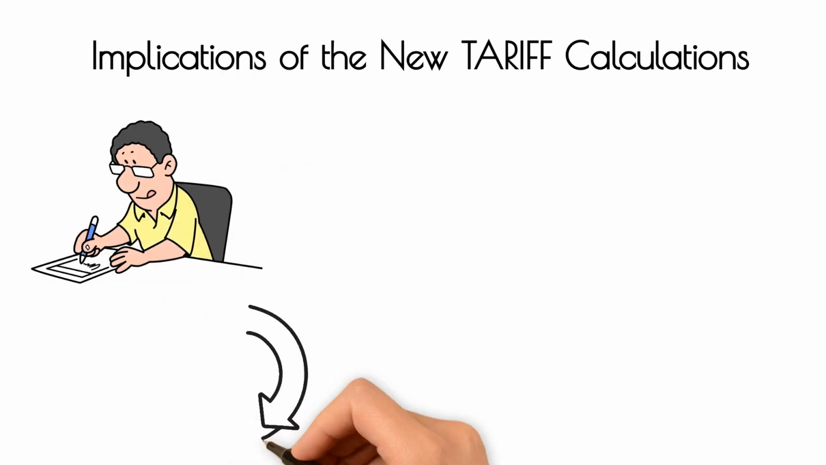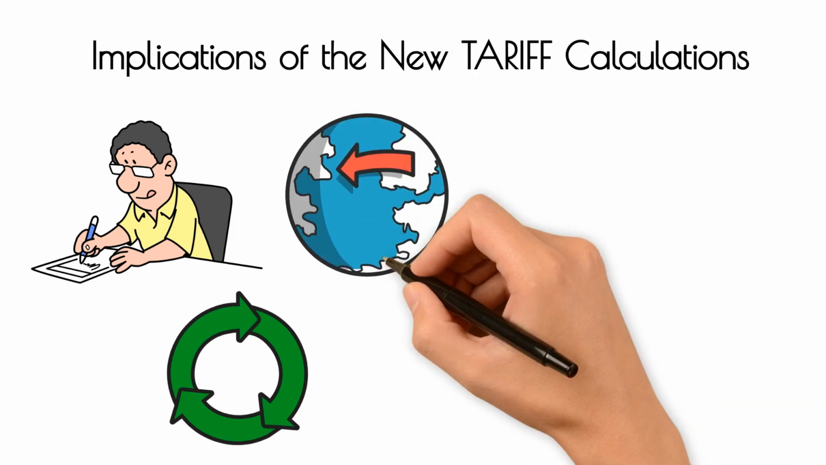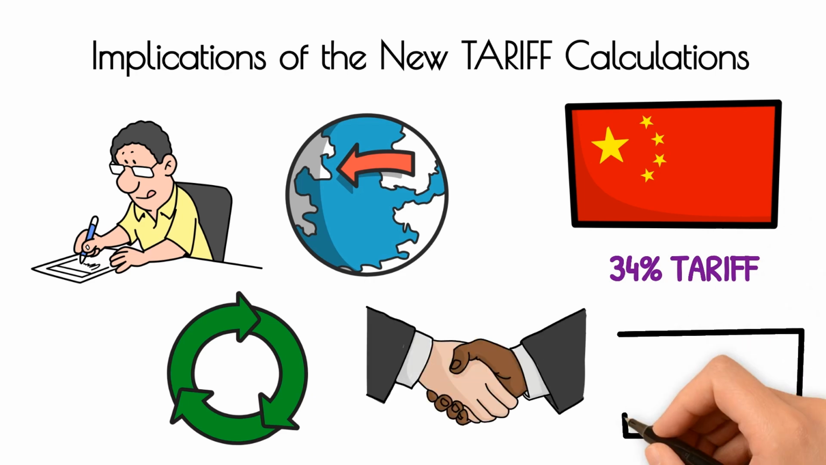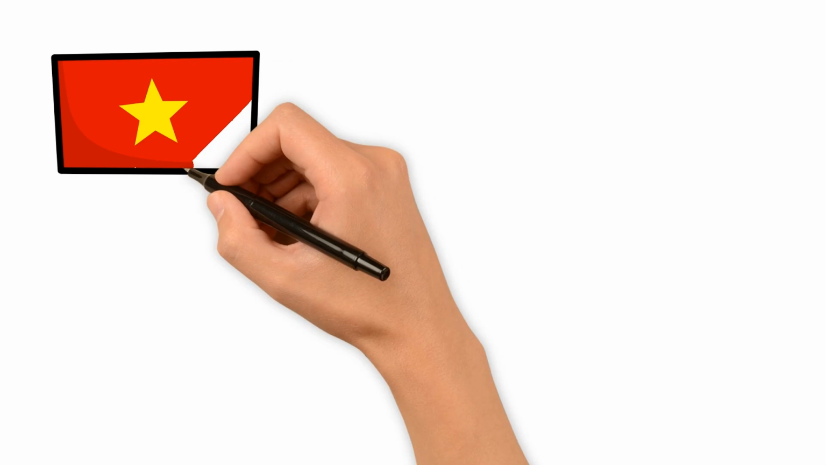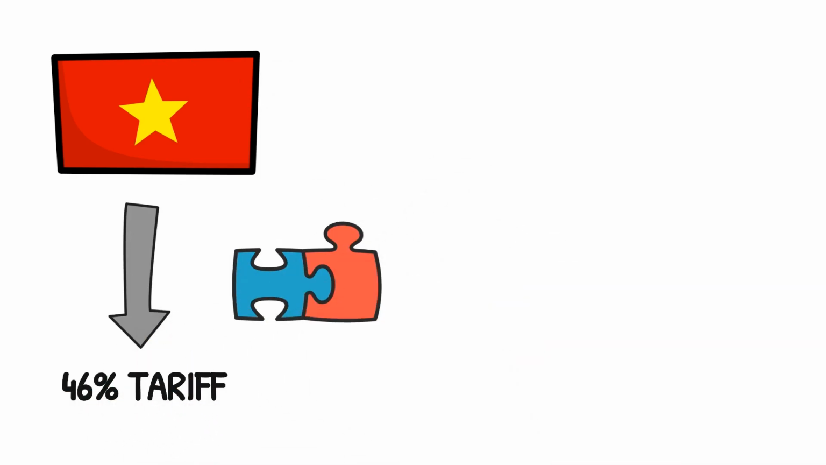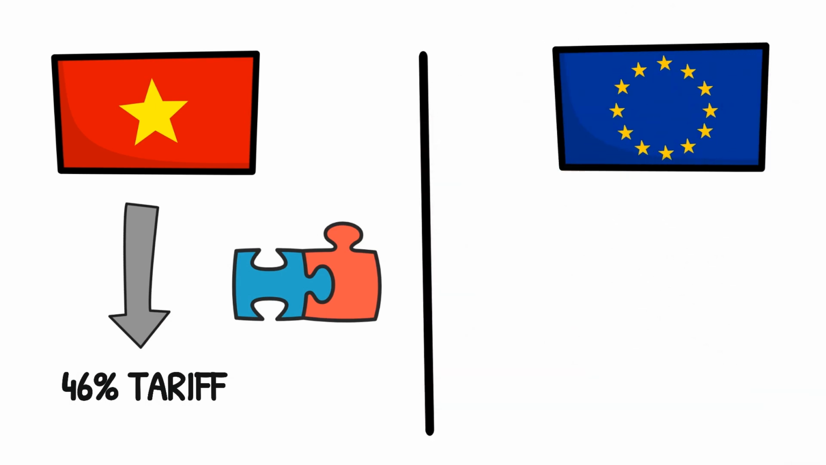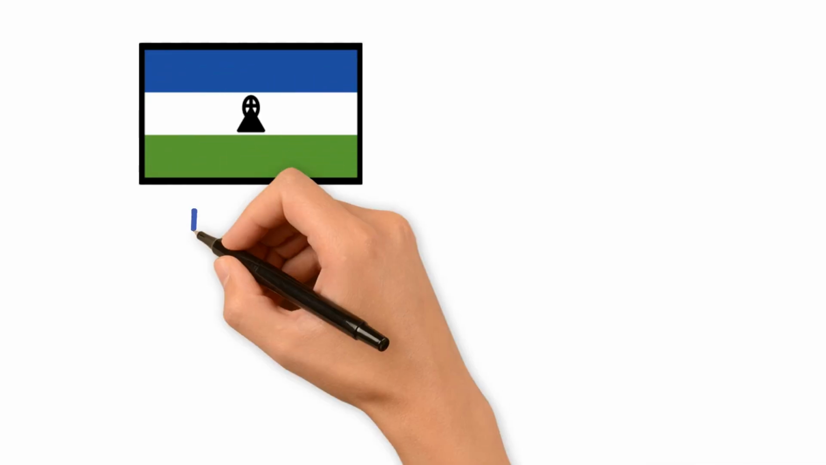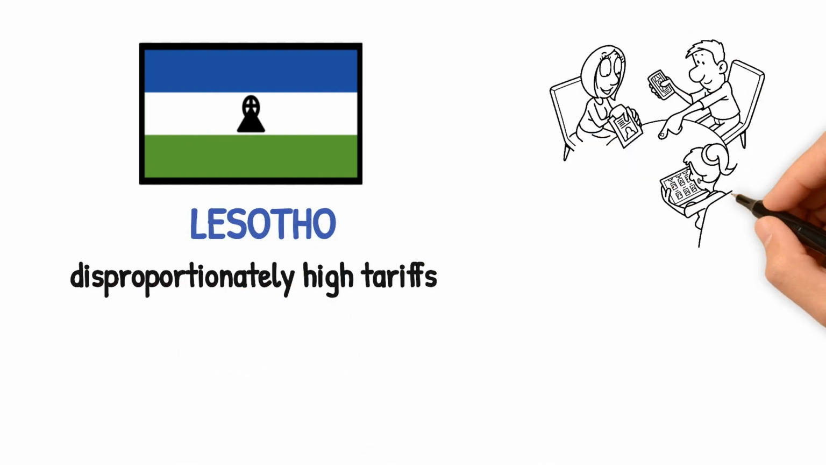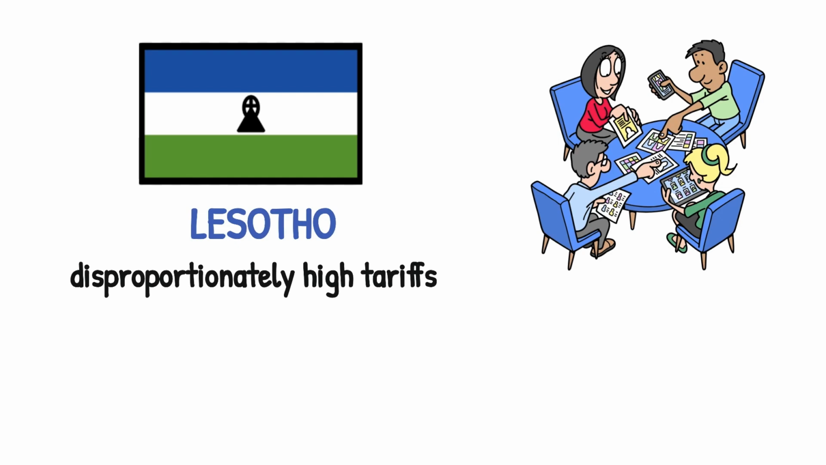Implications of the new tariff calculations. The implementation of this formula led to significant changes in tariff rates for various countries. China faced a 34% tariff due to its substantial trade surplus with the U.S. Vietnam, subjected to a 46% tariff, reflecting its trade dynamics with the U.S. The European Union encountered a 20% tariff under the new system. Smaller economies, such as Lesotho, also experienced disproportionately high tariffs, highlighting the broad application of this formula.